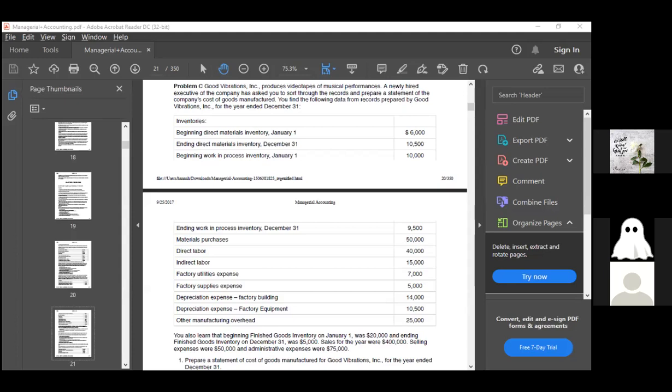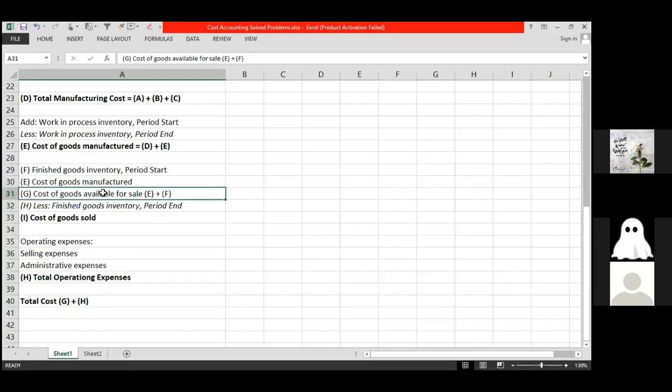Sir, can you share the screen, please? Yeah, sorry. So we'll name the cost of goods available for sale as G, item G. And we'll name the less finished goods inventory as H. Then I will be G minus H. Right, and H will already be negative, so you just remember that it is minus. Don't put minus and then say it is plus. Okay, so this is I.